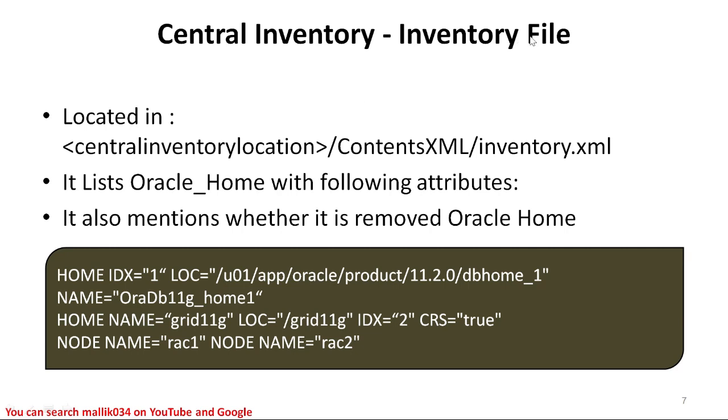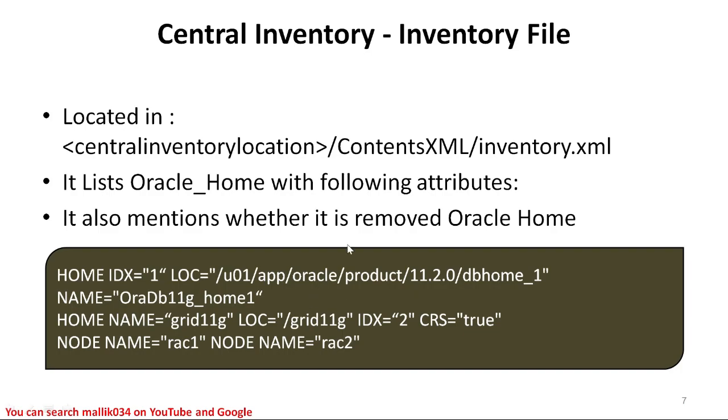How does my central inventory file look? In my central inventory location, there is the ContentsXML inventory.xml file. This is the inventory file. If you cat it, you see your database home and you see your CRS home, but the CRS home will be flagged with CRS equal to true. It means it is your grid home. If you don't see that flag CRS equal to true, then that is your Oracle home. And these are the short names of this Oracle home and this grid home: grid11g, and oradb11g_home1 is the short name of this one.